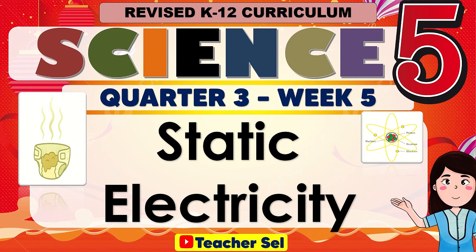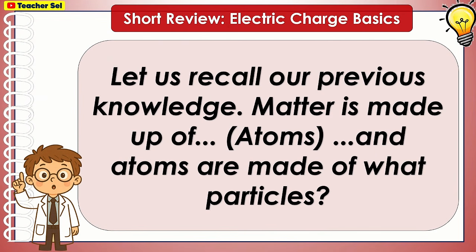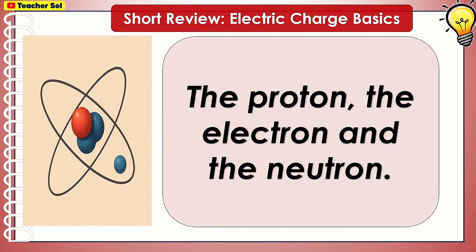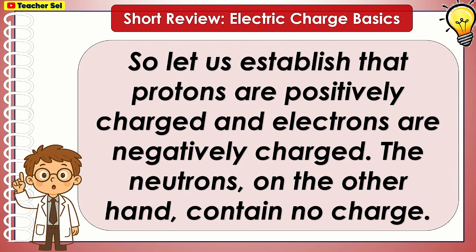Revised K-12 Curriculum, Science 5, Quarter 3, Week 5, Static Electricity. Let us recall our previous knowledge. Matter is made up of atoms, and atoms are made of what particles? The proton, the electron, and the neutron. Let us establish that protons are positively charged and electrons are negatively charged. The neutrons, on the other hand, contain no charge.